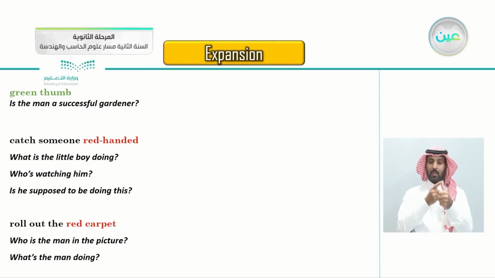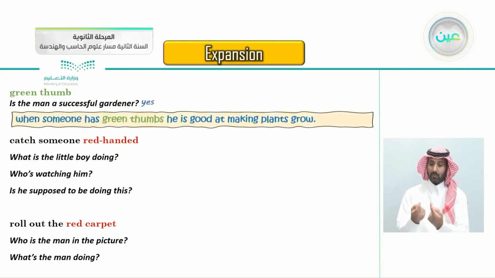This is the thumb. So, when they say this man has a green thumb, is the man a successful gardener? Yes. When someone has a green thumb, he is good at making plants grow. So, he's a good farmer or a good gardener, maybe. Yes, of course, from the picture you can see. When someone has green thumbs, of course, the thumbs are not literally green. This is just an idiom. Again, when someone has green thumbs, it means that he is good at making plants grow.